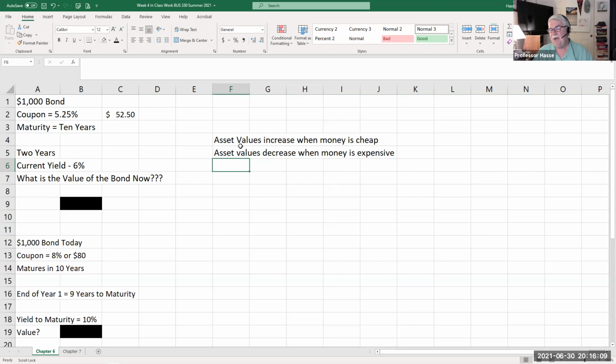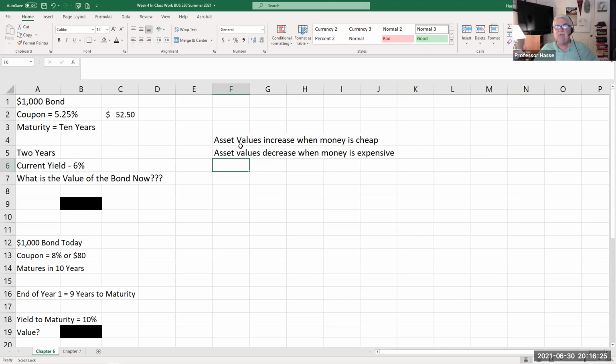And that's what drives the bond market. People are going to invest in bonds because it's a sure thing and they know they're going to get fixed income for a period of time. But if interest rates go up, the value of that existing bond is going to decrease.